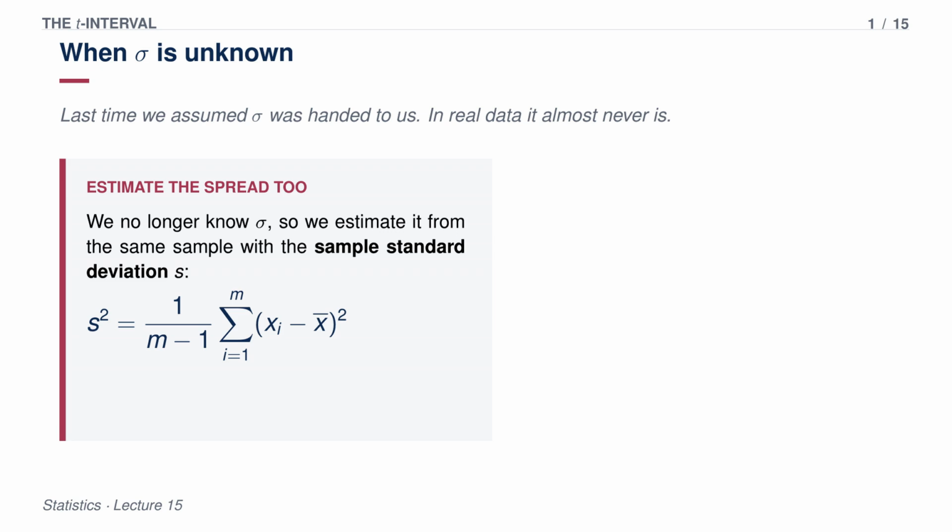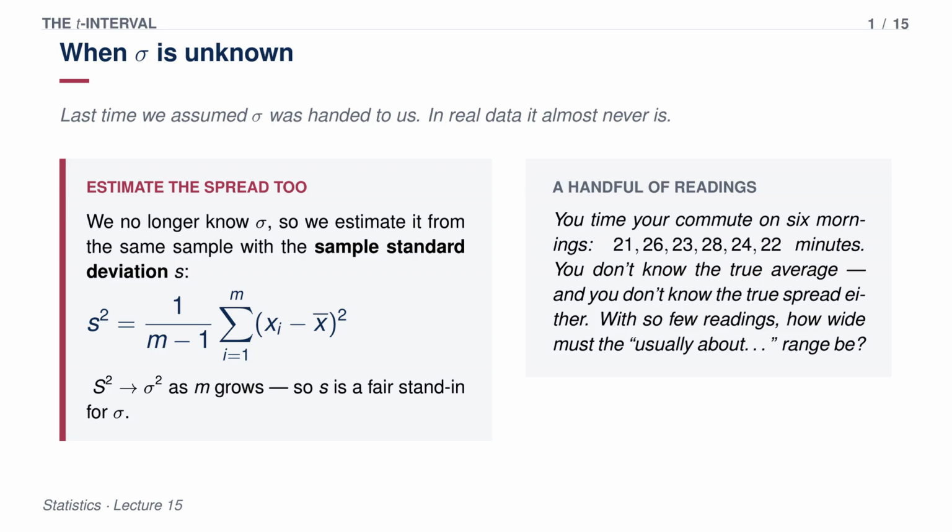So the honest situation, we don't know sigma. What's the move? We estimate it from the very same sample. The sample standard deviation, little s, is just the square root of the sample variance, s squared, which averages the squared distances from x bar, dividing by n-1. And we can trust s for the same reason we trust x bar. As the sample grows, s squared marches toward the true sigma squared. So s is a fair stand-in for sigma.